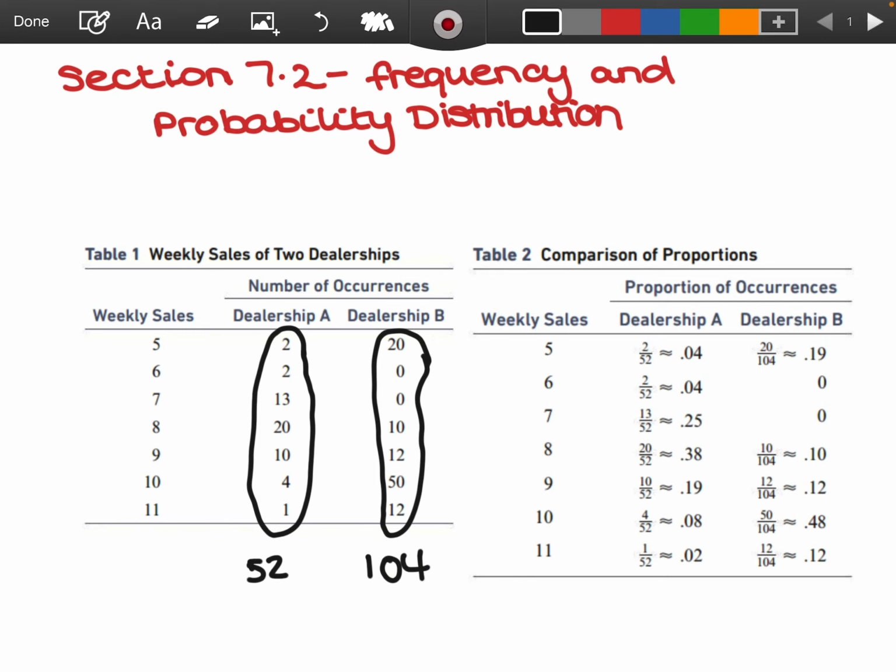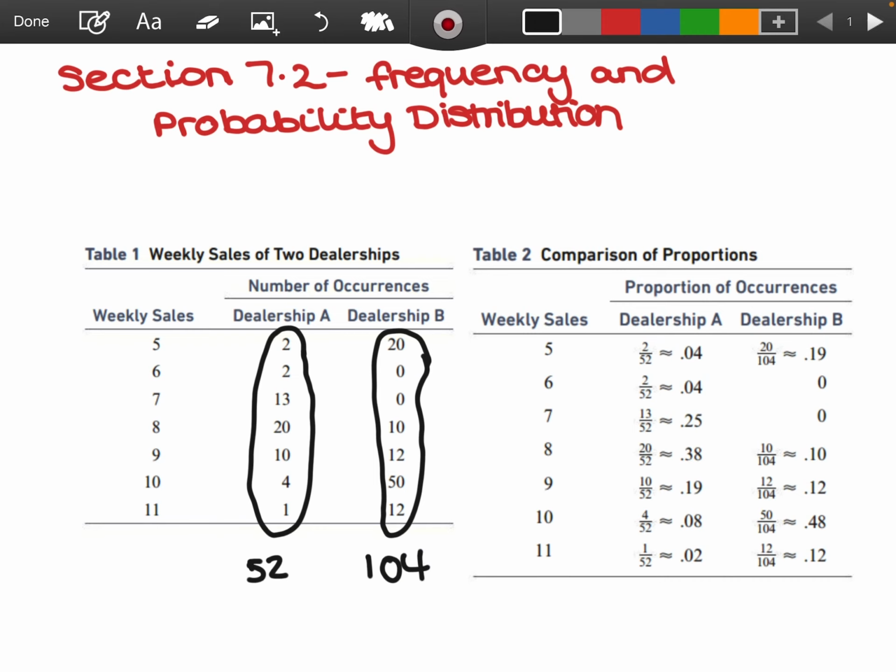So that helps us compare what's going on. That is why we like relative frequency, because it compares the frequency of something happening in comparison to the total number of things that have happened. So it really helps with this comparison.